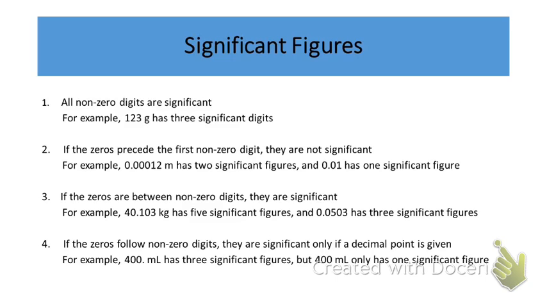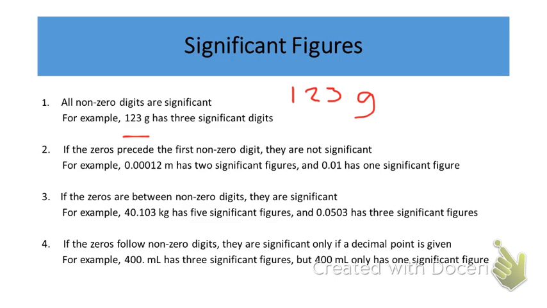Number 1, all non-zero digits are significant. So anytime you see a measurement and it has all numbers that are not 0, they're all going to be significant digits. So here's our example. We have the number 123 grams. So we measured that out. So we can look at that and we can be certain that 123 are significant digits. So I'm going to actually just write again 123 grams here.